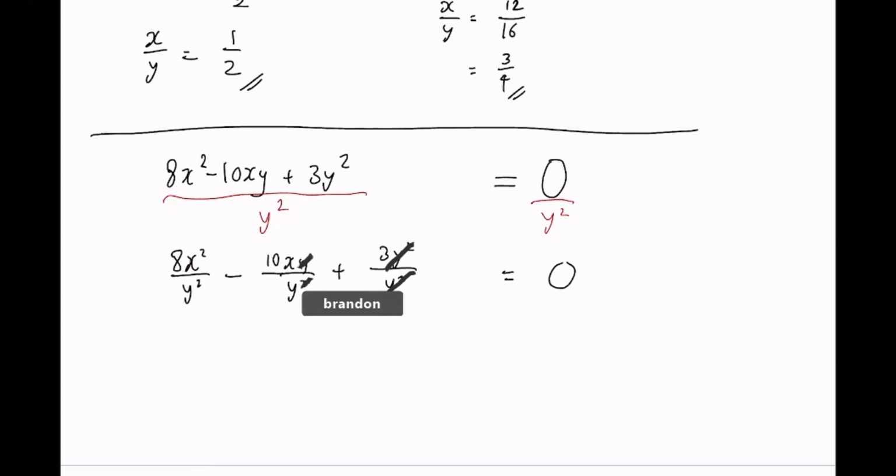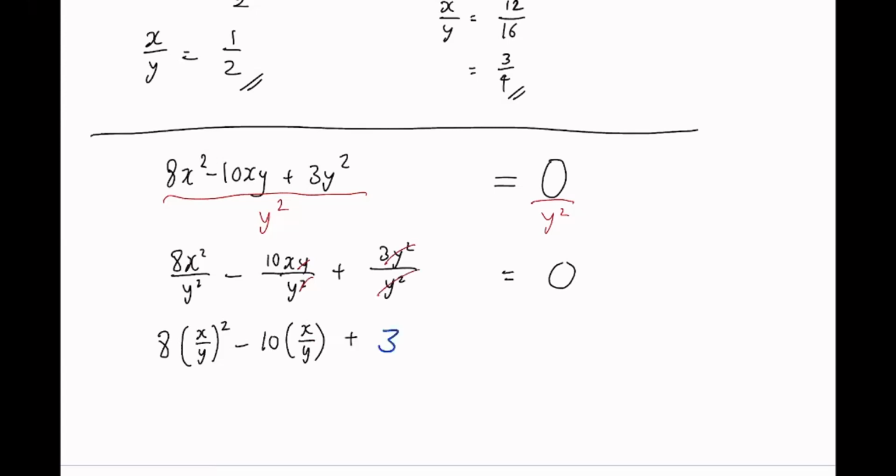You can cancel things off, right? Or rather, you can factorize things. Here, x squared over y squared is actually 8 times x over y, bracket squared. Then here, y and y squared can cancel off. You're left with 10 times x over y. Then the last guy, y squared and y squared cancel off. You're left with a 3. Do you see that this is a quadratic equation in terms of x over y?